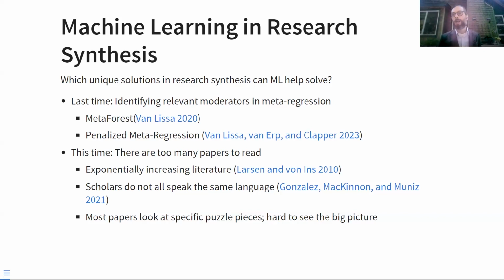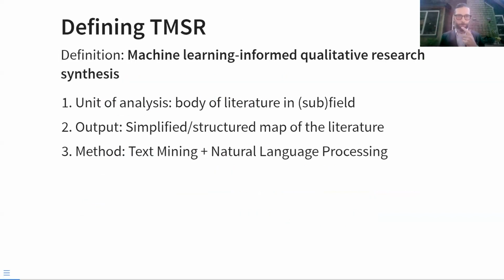And another reason why using machine learning tools to make the literature accessible is useful is because many papers look at specific pieces of the puzzle, just the links between a few variables, and that makes it hard to see the big picture. And as I will explain, the specific tools of text mining can help us zoom out and bring the full picture into view.